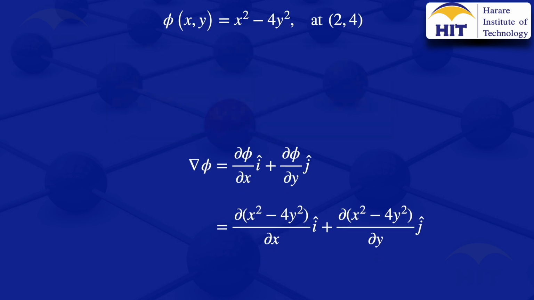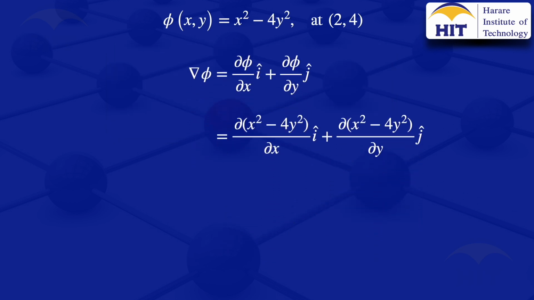So I will now go on and evaluate those partial derivatives. If we are looking at the first one here, that partial derivative with respect to x, it will give us a 2x. So for that part, we'll remain with 2x i. Then for this part here, differentiating with respect to y, treating x as if it's a constant, our result there will give us minus 8y. So we would have minus 8y j.